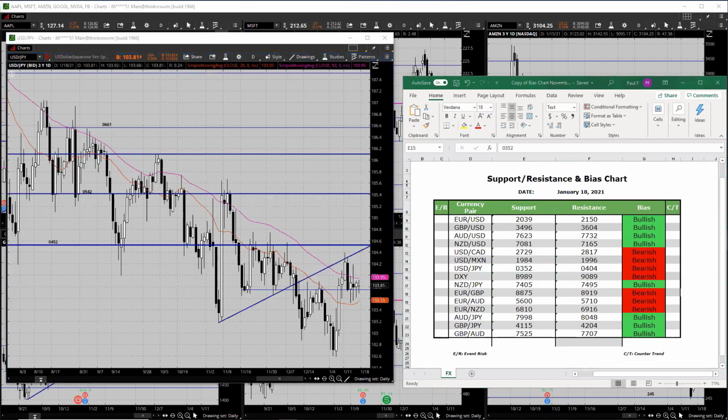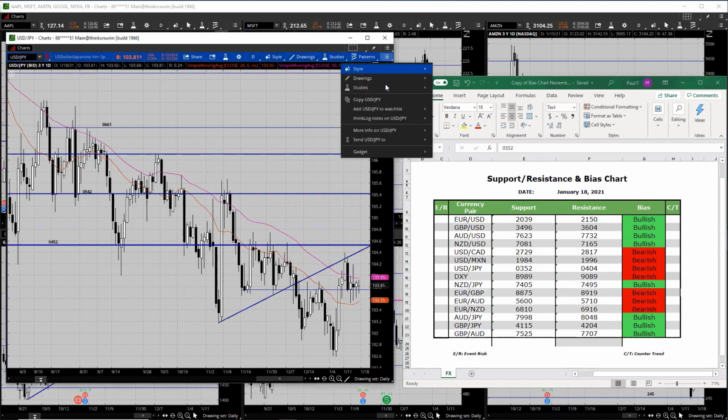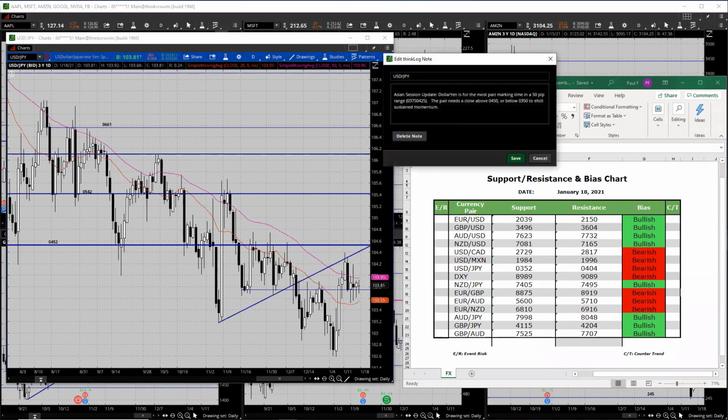Dollar yen. Dollar yen is, for the most part, marking time in a 50 pip range of 375 to 425. The pair needs a close above 450 or below 350 to elicit sustained momentum. So we're really not doing anything here. So anything's possible. So same here. Here's the take right there and here.